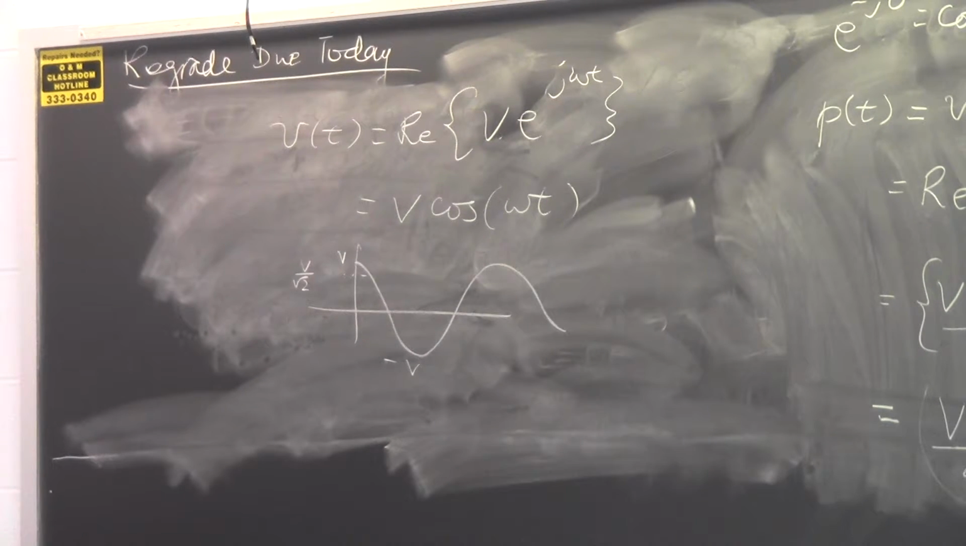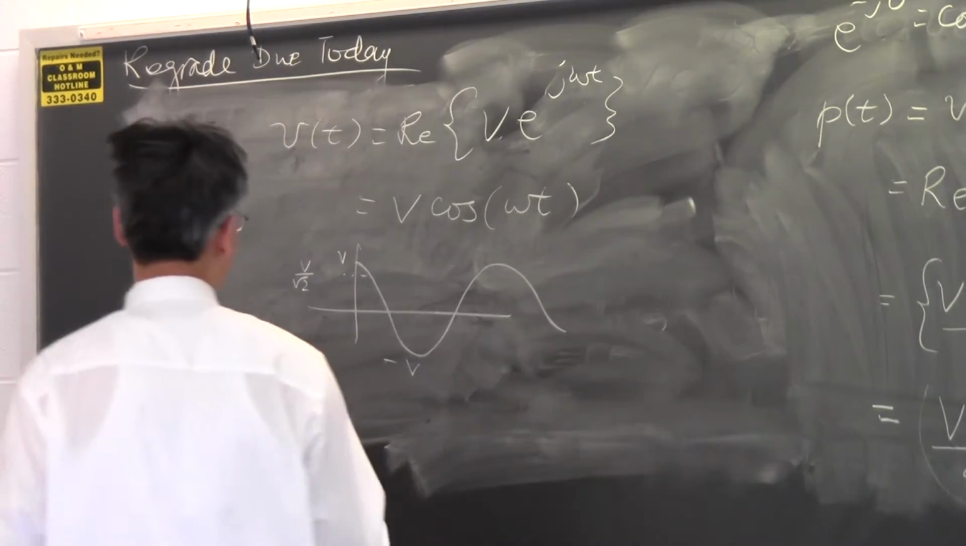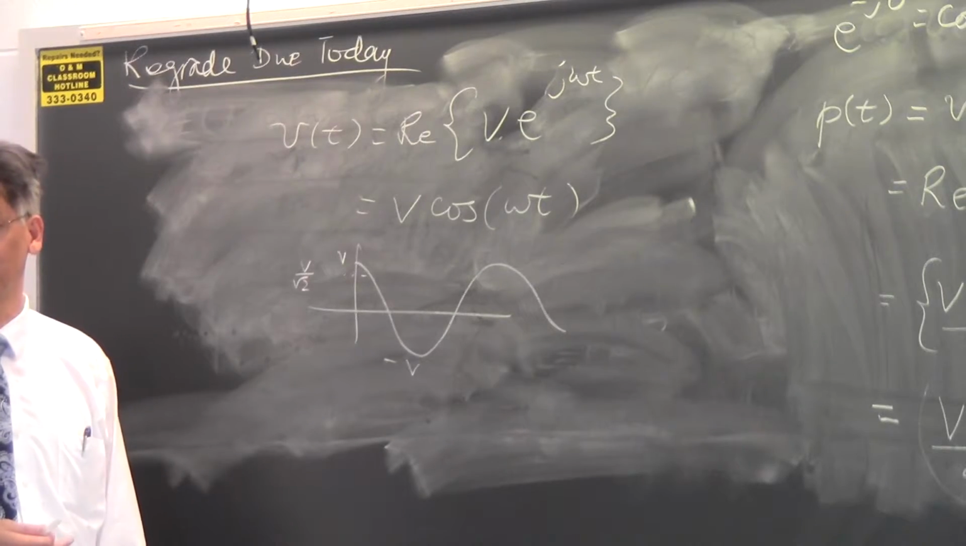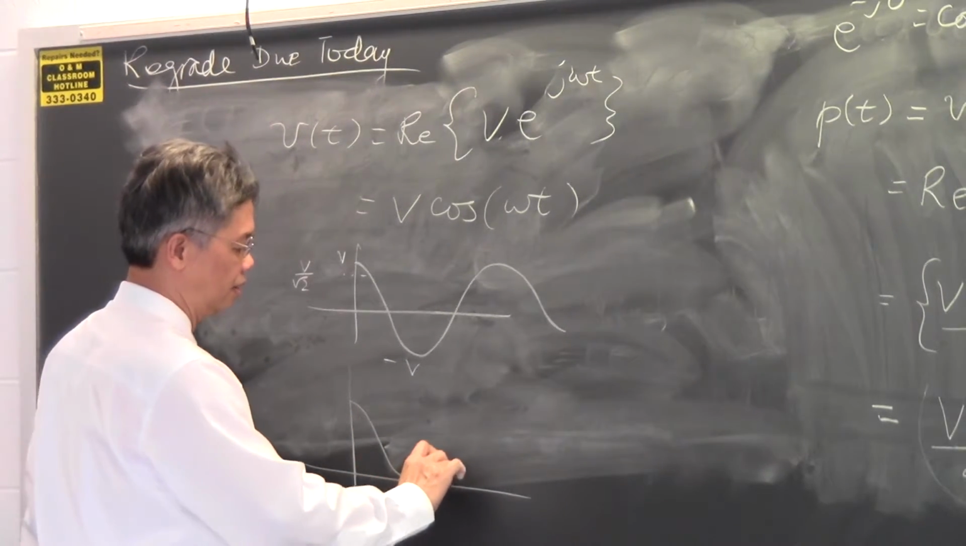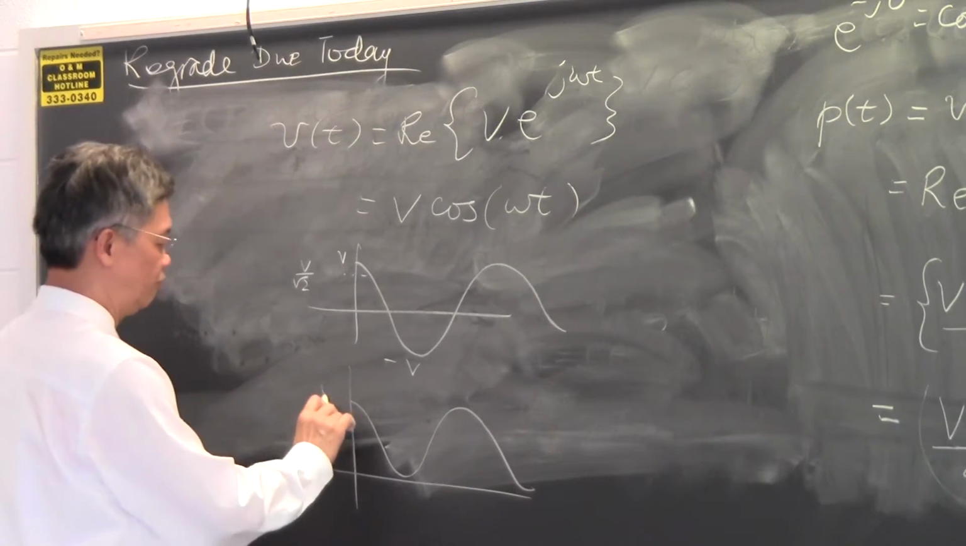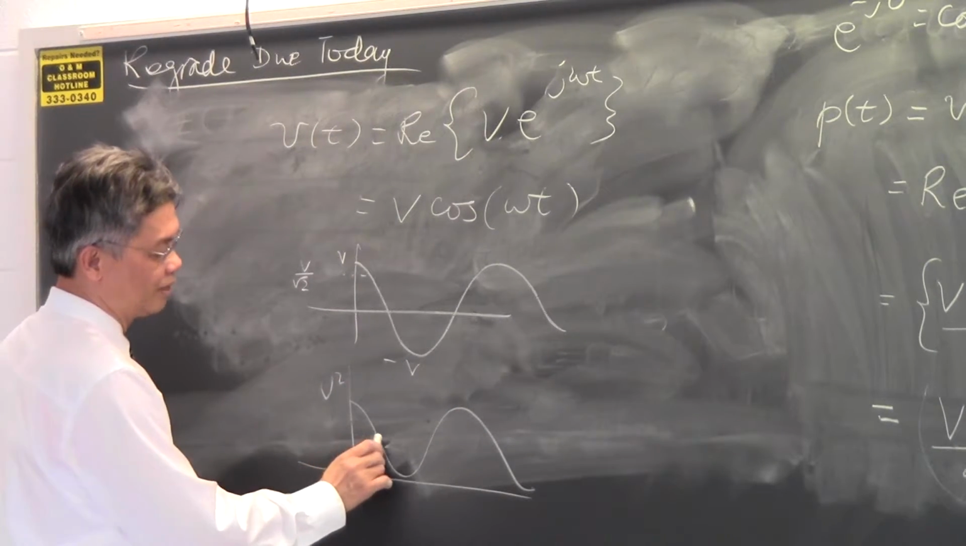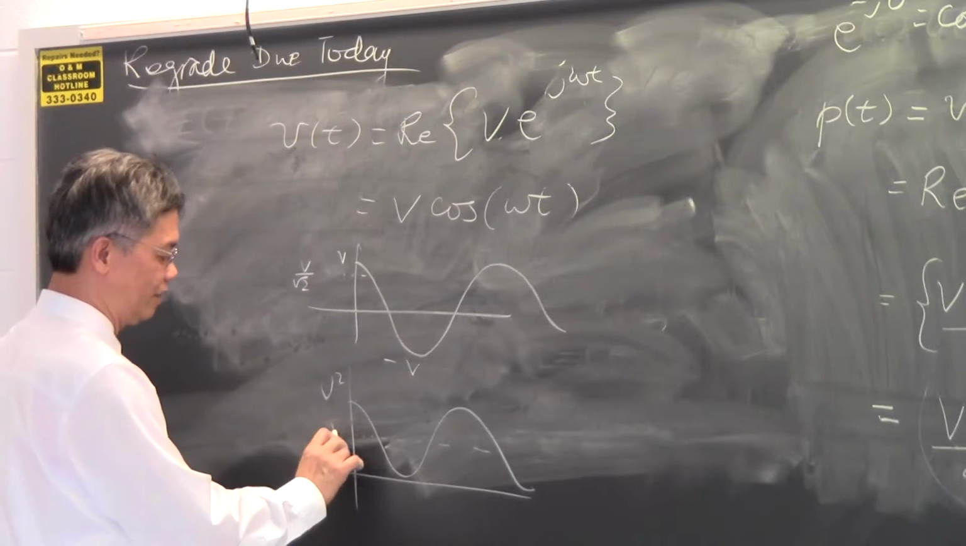Also, it has some other connotation. It means that root mean square actually means that you square this signal and take its average. So if you square this signal, you have v squared, and it will look something like this. And if you take the average, you get v squared over 2.